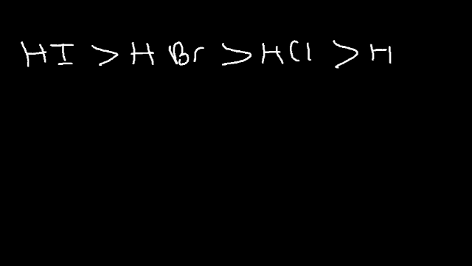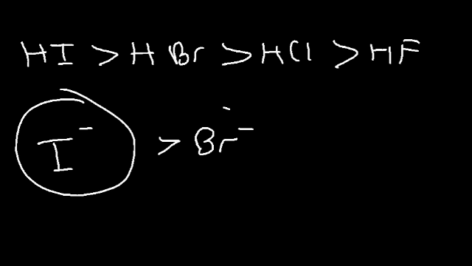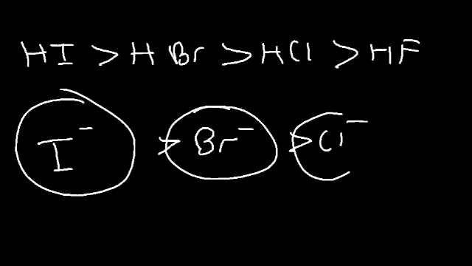Now, HI is more acidic than HBr, which is more acidic than HCl, and that's more acidic than HF. The reason for that is due to size. Iodide is significantly bigger than the bromide ion, which is bigger than chloride, which is bigger than fluoride. Because iodide is so big, it can stabilize the negative charge better. It can spread the negative charge over a larger surface area, and so the negative charge is less concentrated. In fluoride, the negative charge is spread out over a smaller region, so it's more concentrated.